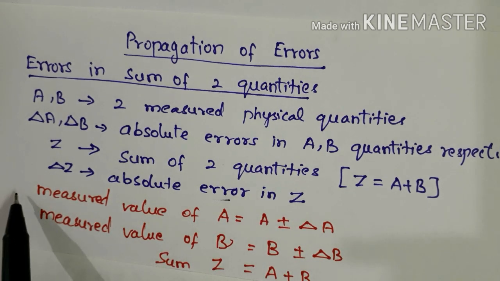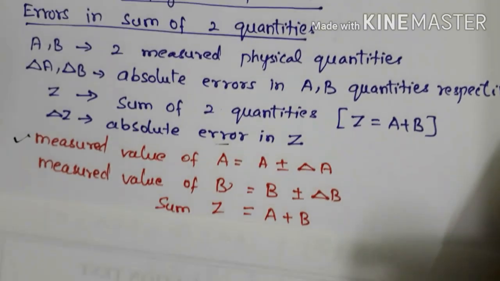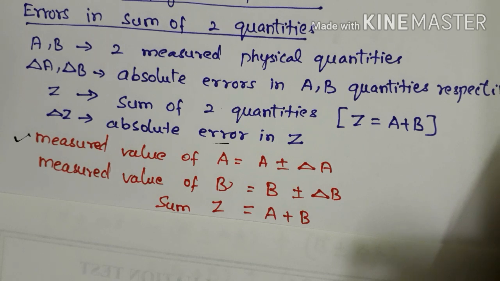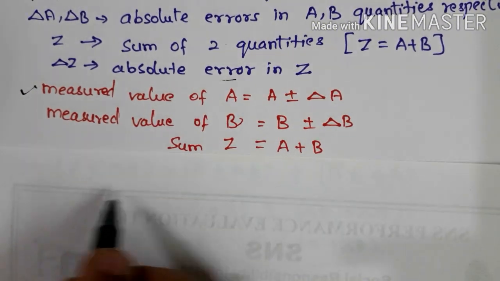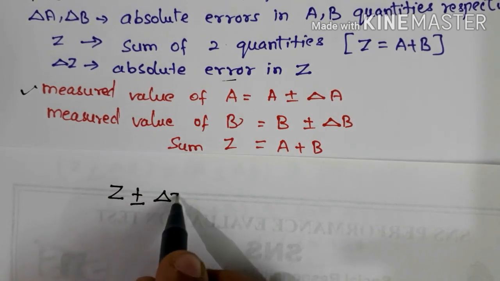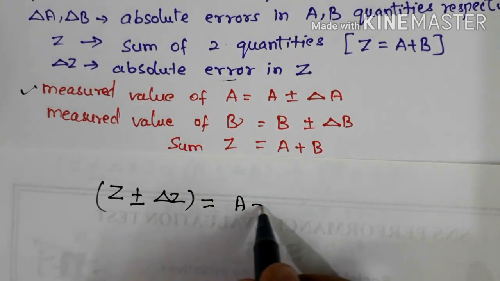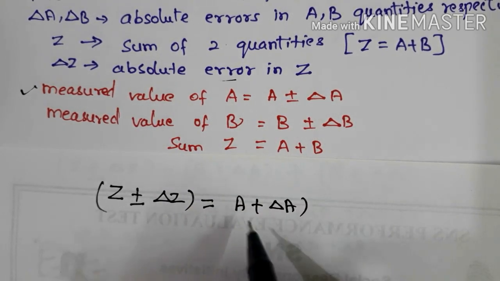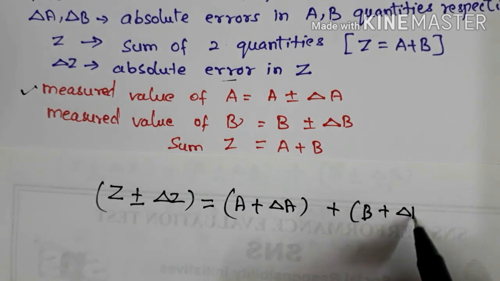So we will take the measured value of A, that is A plus or minus delta A. The measured value of B, you can take as B plus or minus delta B, and the sum Z is equal to A plus B. Now let us see how to add these two. Z plus or minus delta Z is equal to, you are adding these two, so A plus or minus delta A plus the second quantity written with its error.